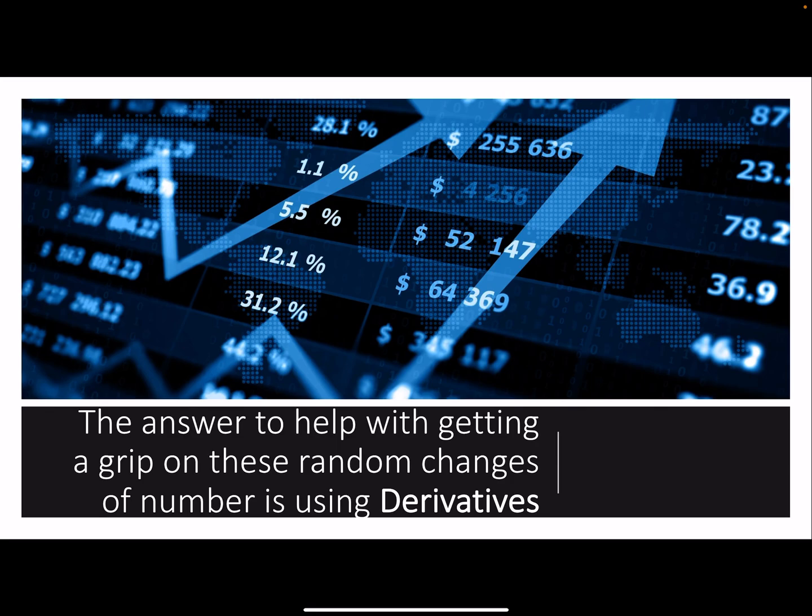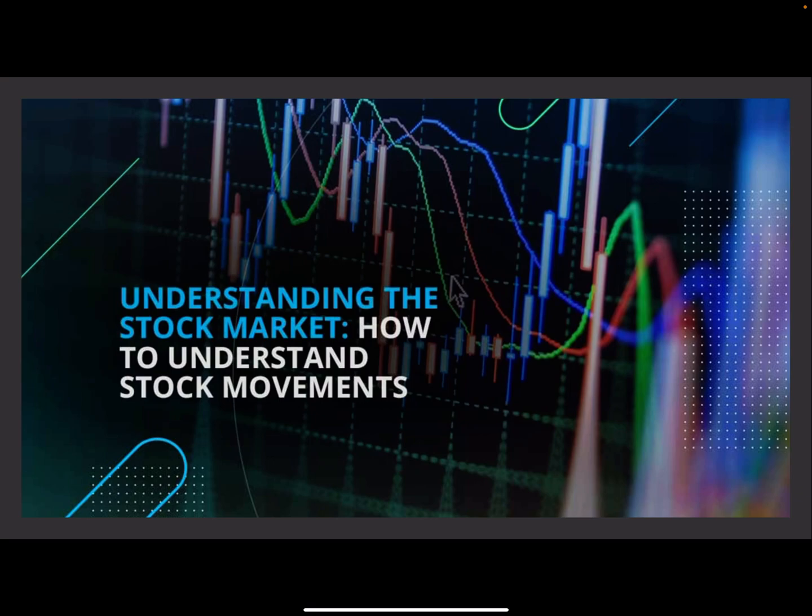The answer to help with getting a grip on these random changes of numbers in the stock market is just by using derivatives. We can use derivatives for a lot of things in the stock market, which can help us make smarter, safer investments and have potentially bigger returns, because derivatives can help us predict future outcomes. Now we're going to take some time to understand the stock market and how to understand stock movements by using derivatives.